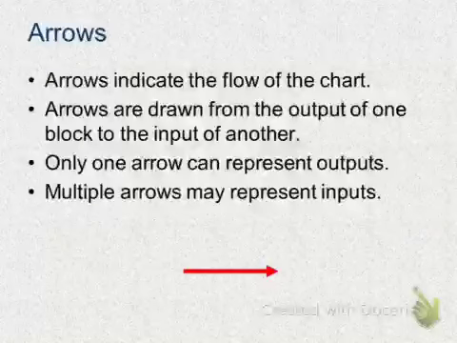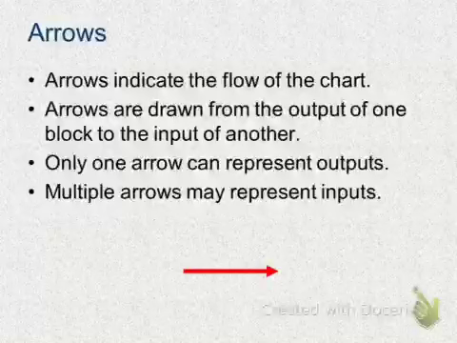Part of the flowchart is the use of arrows. Again, the arrows are going to indicate the direction that each of the steps is going to go. The arrow is always drawn from the output of one block to the input of another, again showing the direction that the flowchart is going to go. You only have one arrow representing an output, but you can have multiple arrows leading into an input.